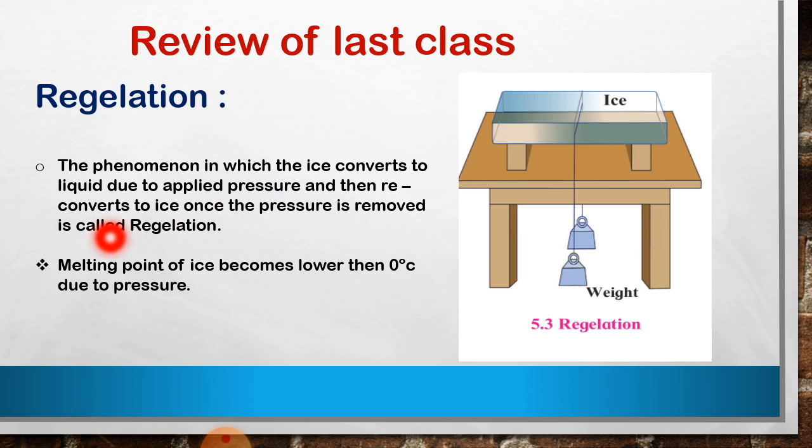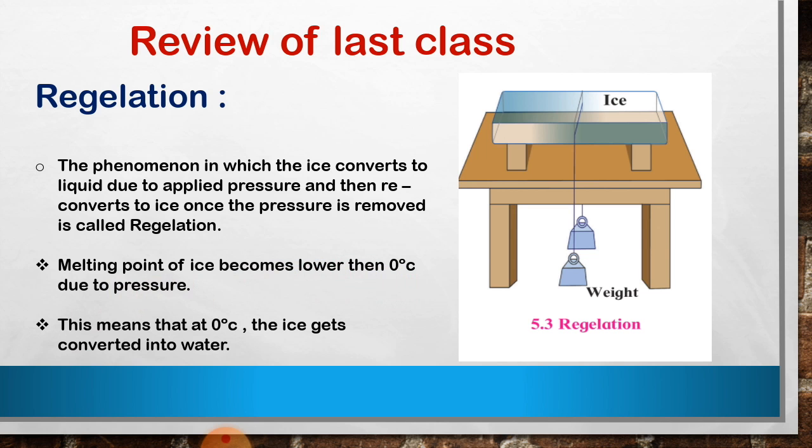This is called regelation. The melting point of ice becomes lower than 0 degrees Celsius due to pressure. So this means that at 0 degrees Celsius the ice gets converted into water; below that it doesn't get converted into water, but at 0 degrees Celsius the ice gets converted into water.